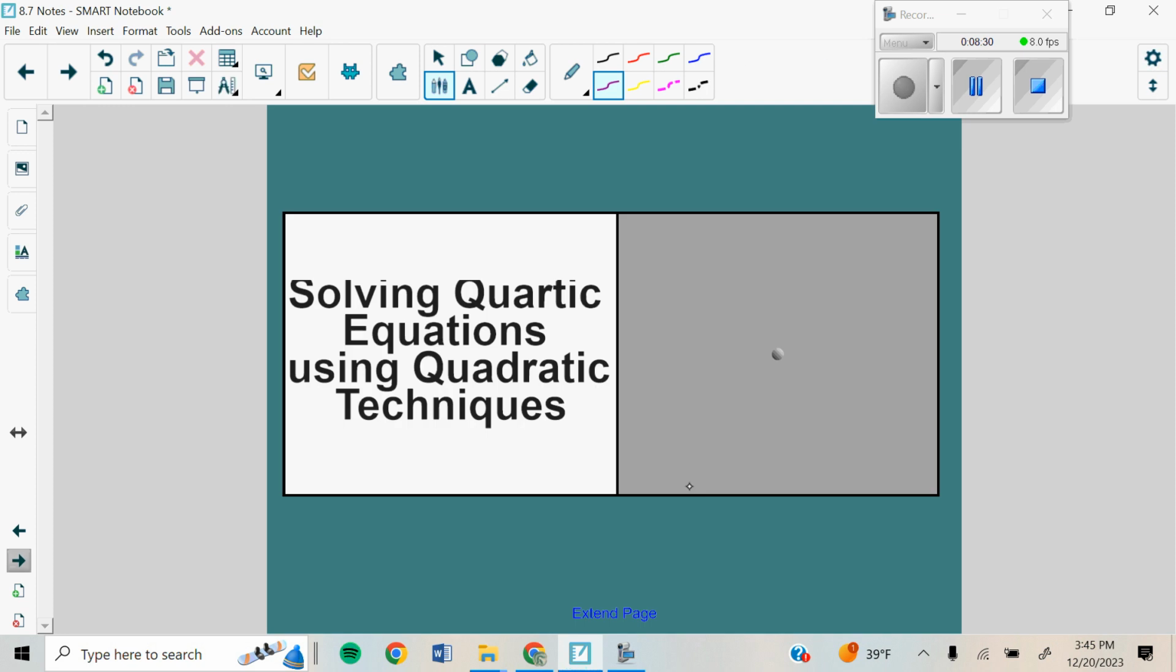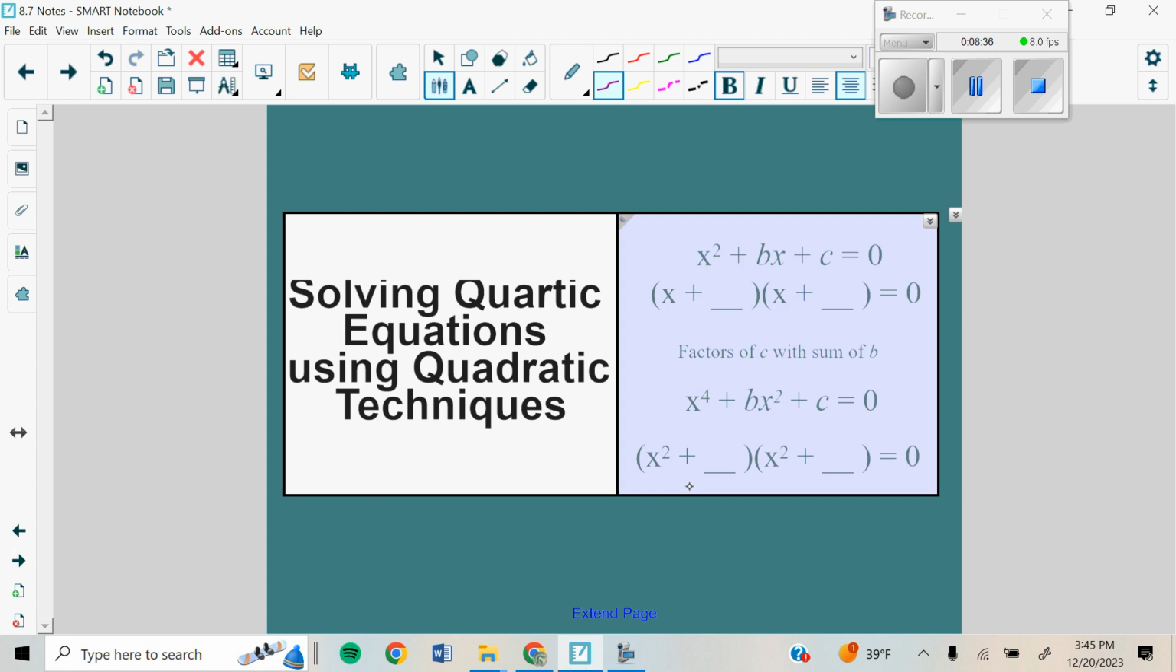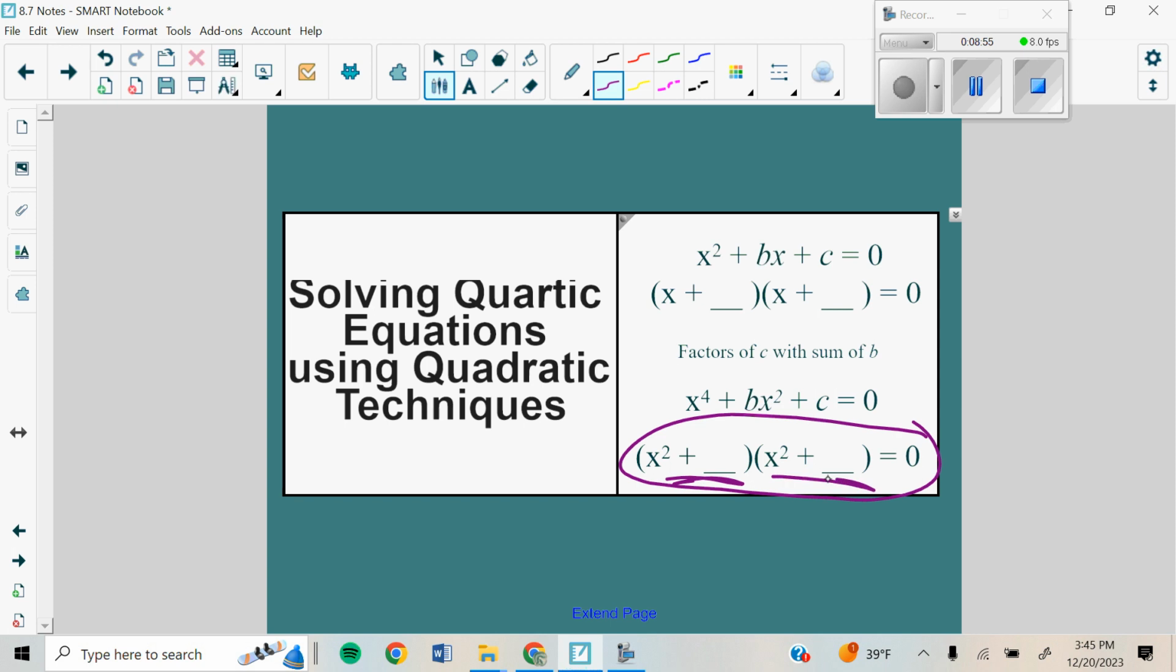All right, let's move on to solving quadratic equations using quadratic techniques. So we have the same idea as before. We get x plus and x plus or minus in there. And then if we have x to the 4th, it's the same type of idea. But when we have equals 0, then you have to set each piece equal to 0 and solve for the variable.